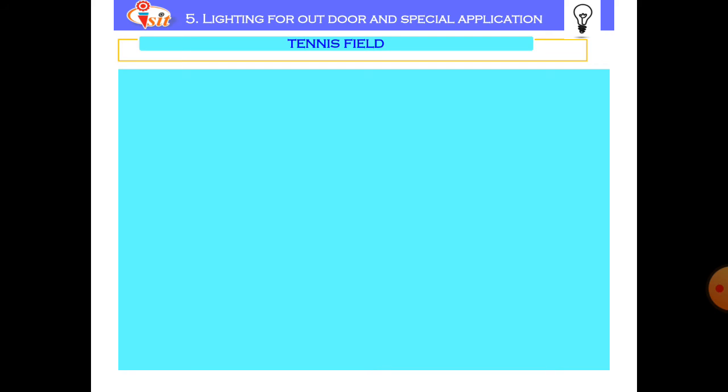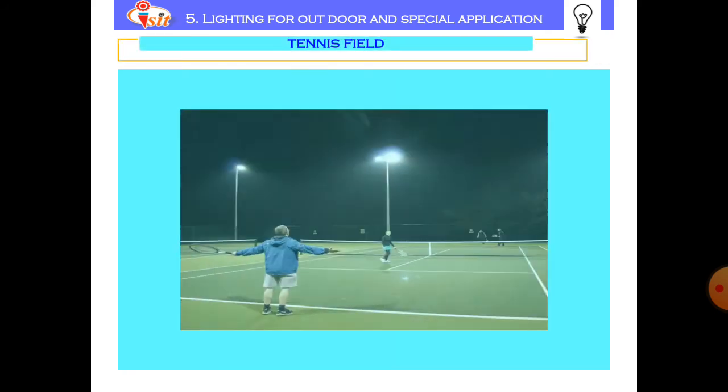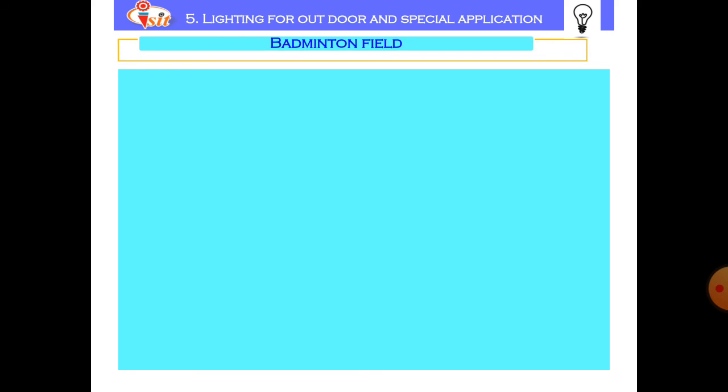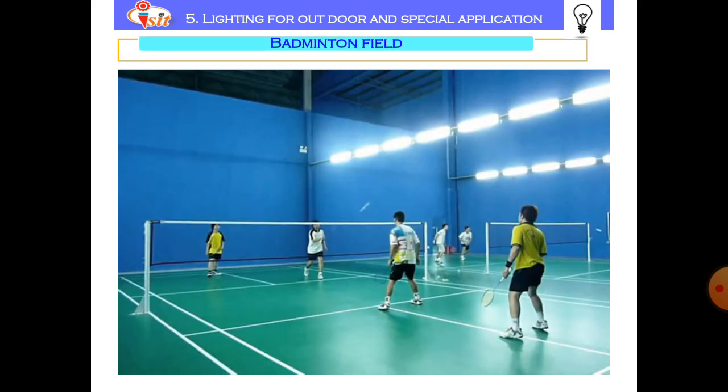The next, tennis field. Here the level of illumination on the tennis field. Then next, for the badminton field, the luminaries are installed over the badminton court.